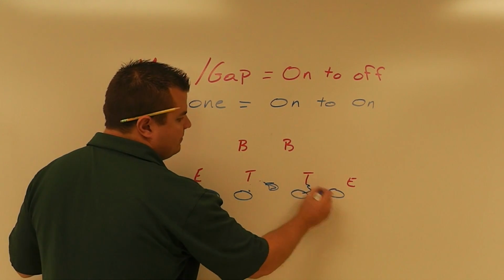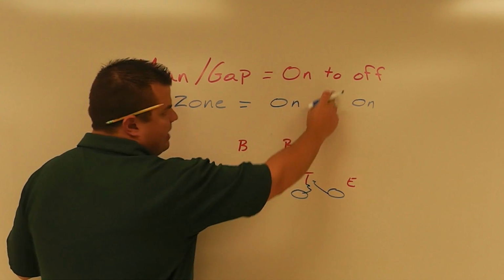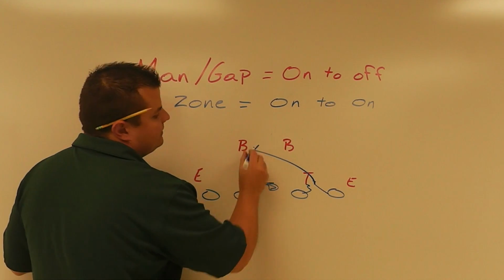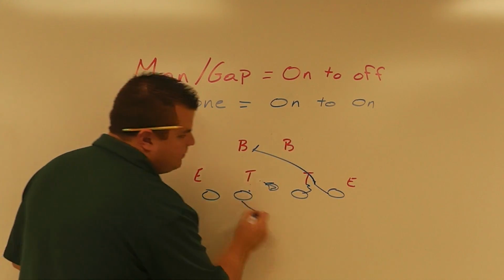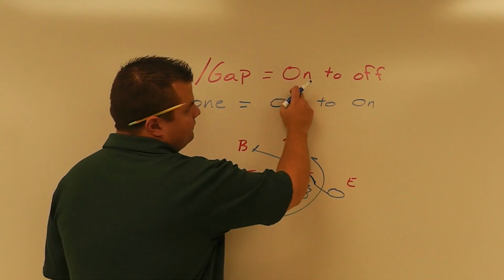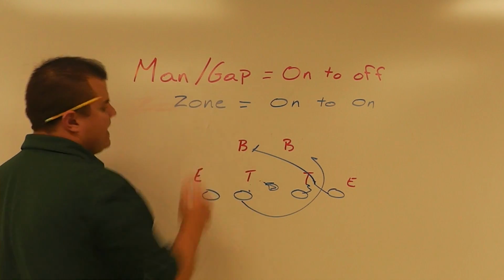So we're going to get our double here, and now because he's on, and it's a man gap play, we're walking to the offside backer. And we're going to account for him with the pulling guard. Our guy doesn't need to know that, he just needs to know his rule, and his rule is on to off when it's a man or a gap play.